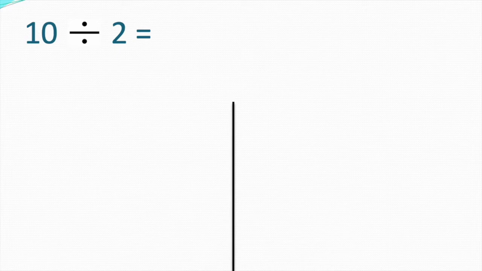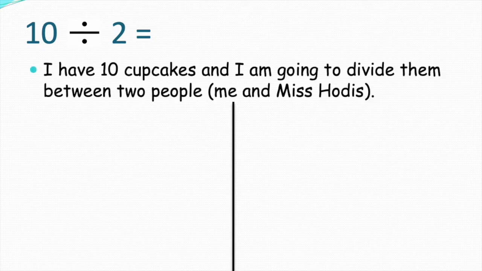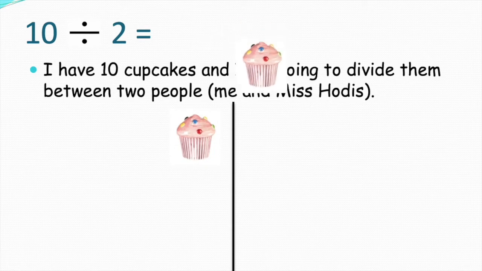Let's do an example. I've got 10 divided by 2. This is because I have got 10 cupcakes and I want to divide them between me and Miss Hodis. That's dividing them between 2 people. So I need to make sure I share the number 10 for the 10 cupcakes between us 2 people. So the way we do that is by making sure that we each get the same amount.